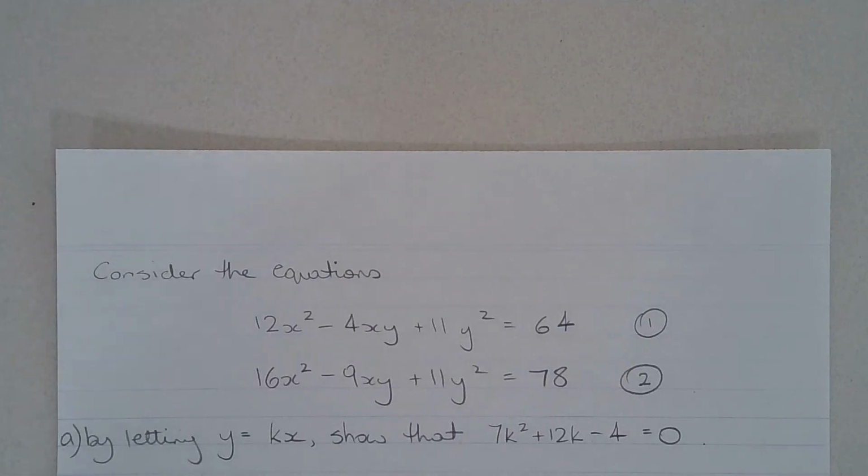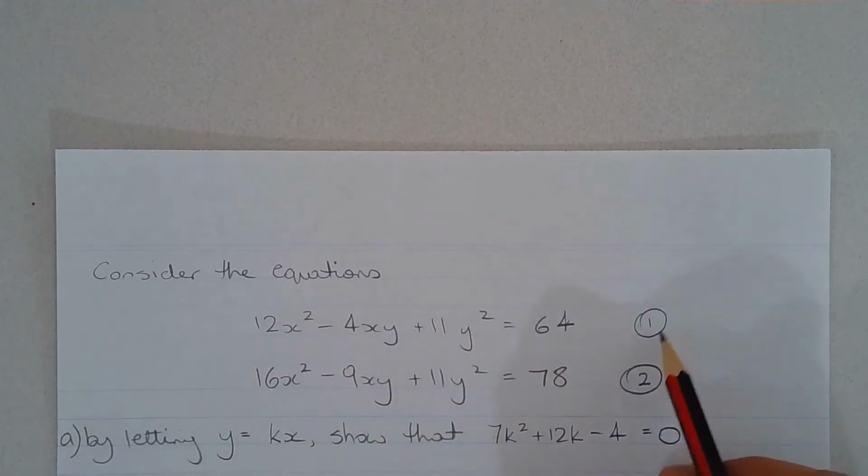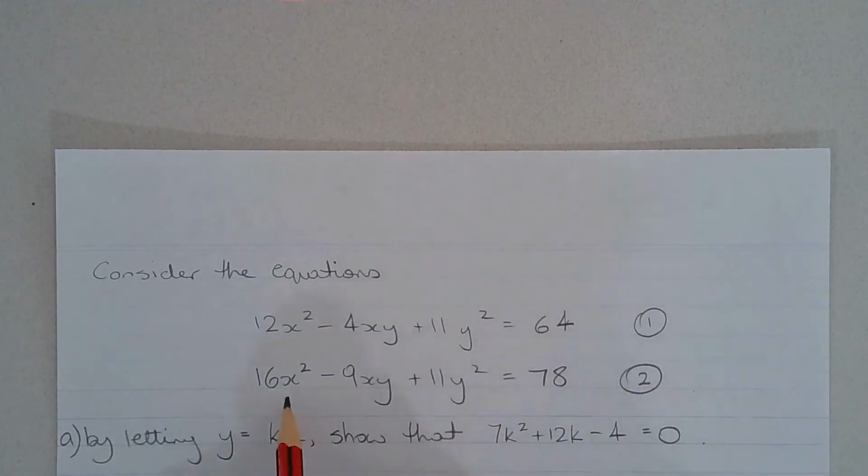In this video, we're going to look at an example of a harder simultaneous equation. So let's consider these two equations. We've got 12x squared minus 4xy plus 11y squared equals 64. Let's call that equation 1. And the second equation is 16x squared minus 9xy plus 11y squared equals 78.